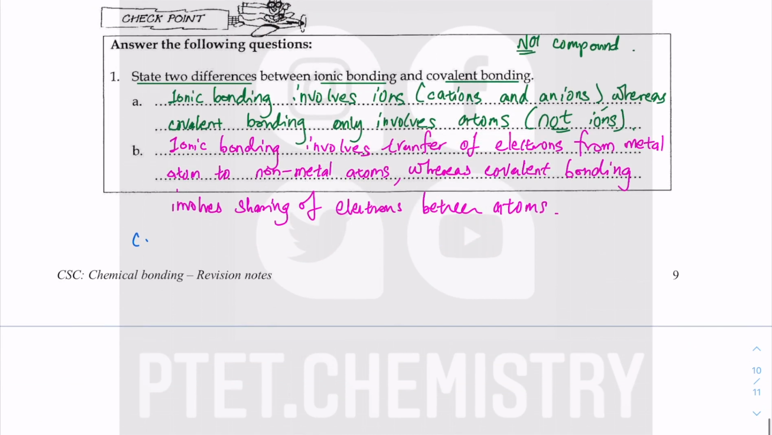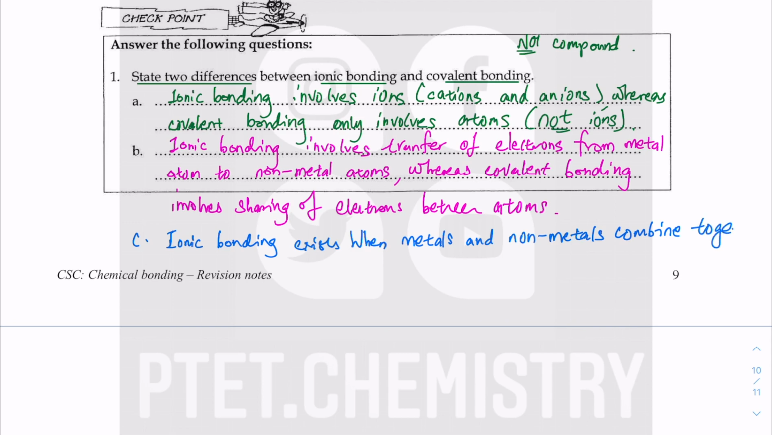We talk about what kind of elements will form ionic bonding. Ionic bonding exists when metals and non-metals form bonds. When metals and non-metals combine together to give you a compound, they will involve ionic bonding. Whereas covalent bonding is not between metal and non-metal, but covalent bonding is between non-metal and non-metal.